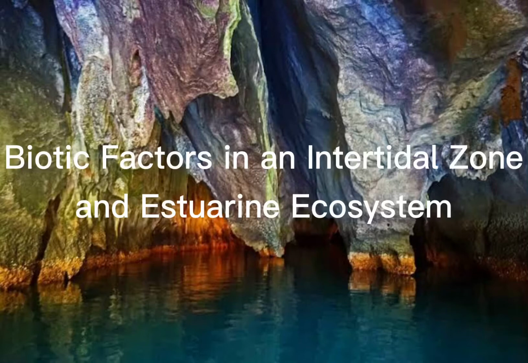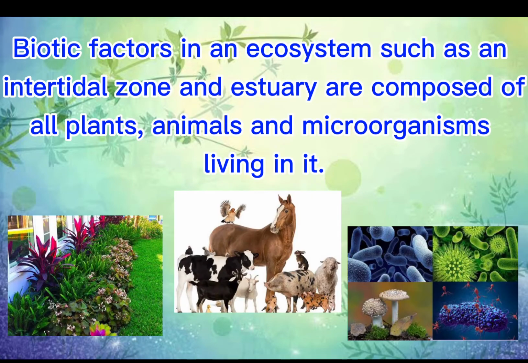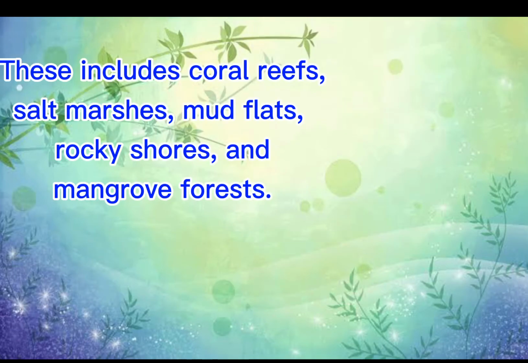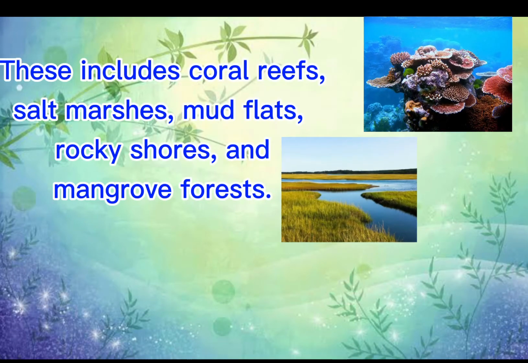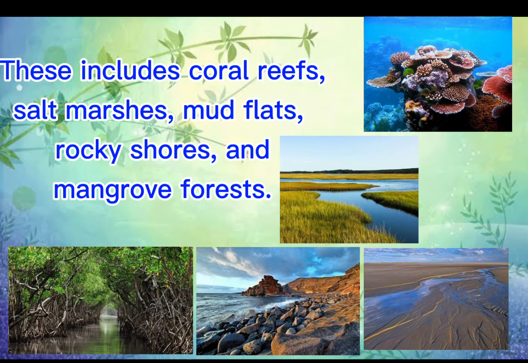Biotic factors in an intertidal zone and estuarine ecosystem. Biotic factors in an ecosystem such as an intertidal zone and estuary are composed of all plants, animals, and microorganisms living in it. These organisms live in different habitats found in intertidal zones and estuaries. These include coral reefs, salt marshes, mud flats, rocky shores, and mangrove forests.